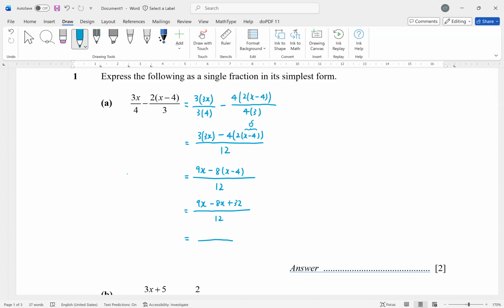So over here, now we have our answer, 9x minus 8x, so we get x plus 32. Alright, so this will be the answer for question 1A.